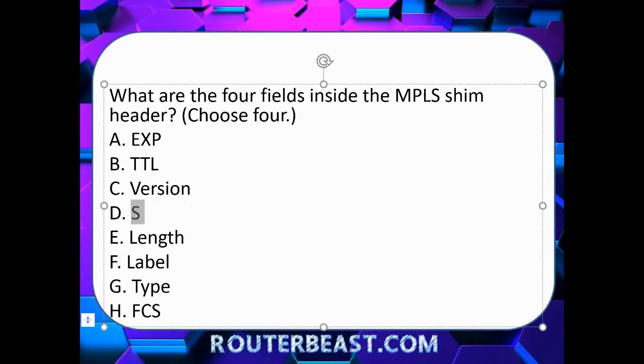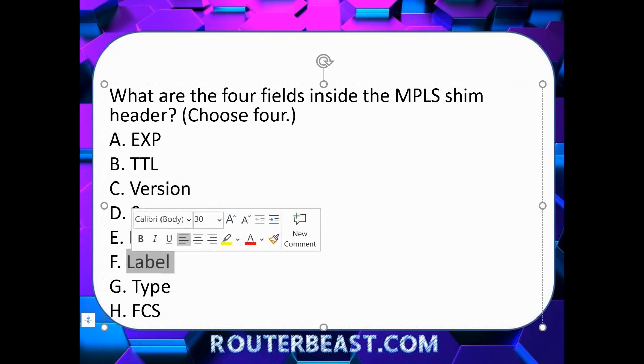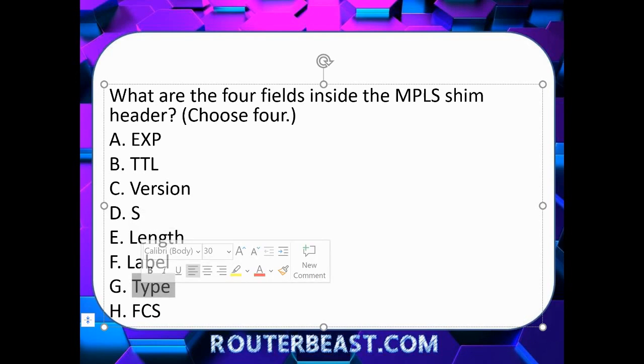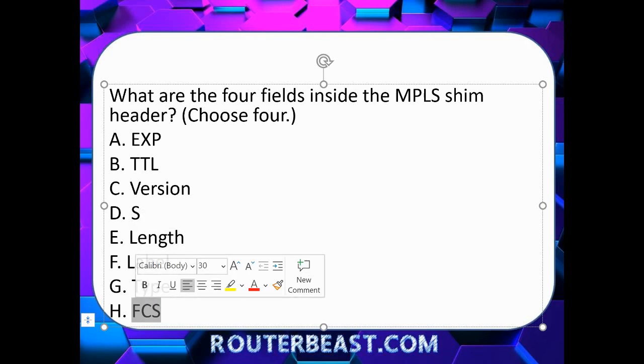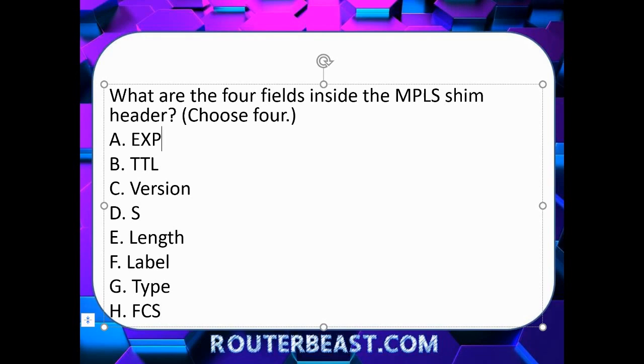There is an S field. This refers to the stack. How many MPLS labels should be expected? How many labels are stacked there? There is no length field. As I mentioned, there is a label field. There is not a type field, and there is no frame check sequence. So correct answers: A, B, D, and F.